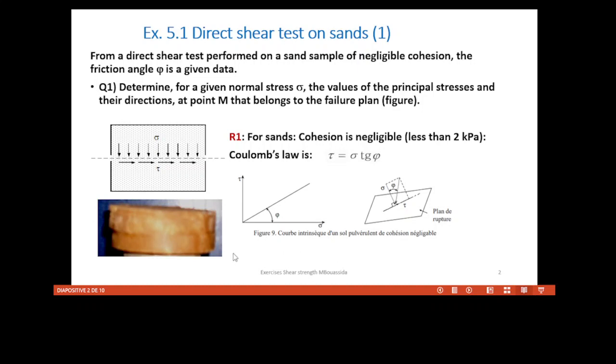This is a picture showing a horizontal failure plane on a clay sample, and we have to focus that this angle between the stress vector and the normal to the failure plane equals the friction angle, and we can see here the direction of the normal stress, failure plane, and here we have the stress vector, and its angle equals the friction angle of the soil.